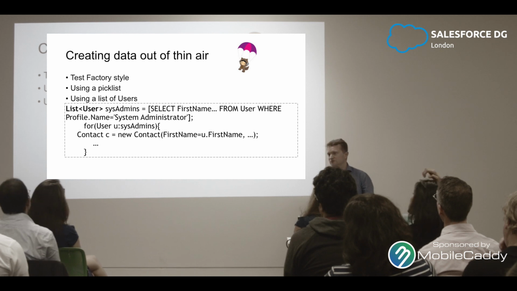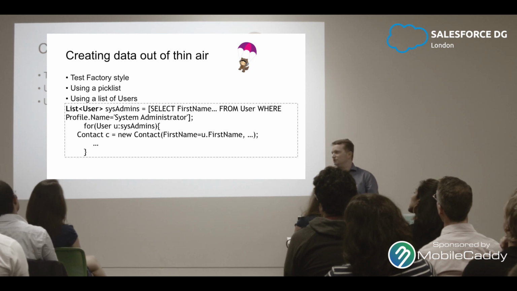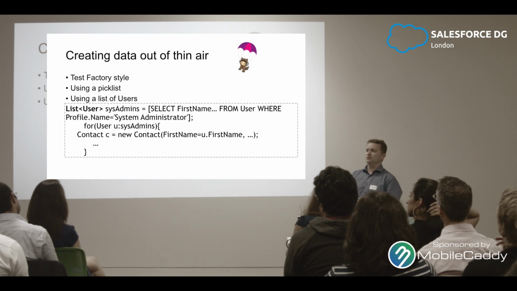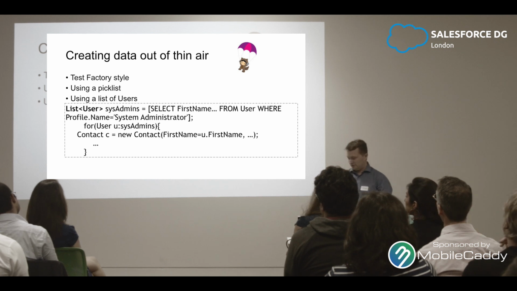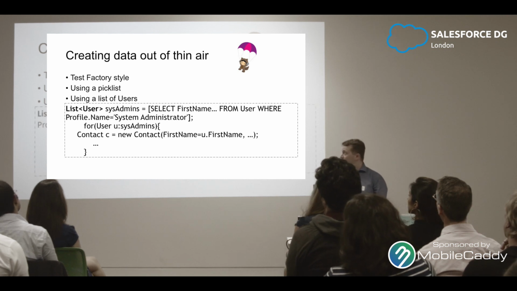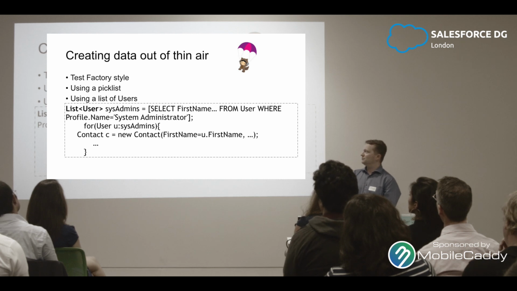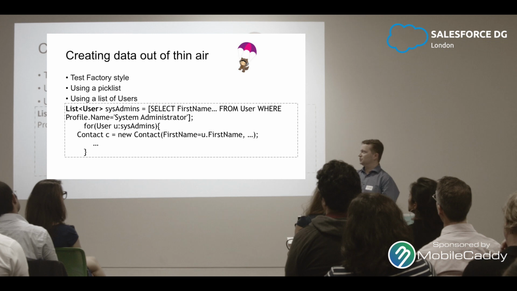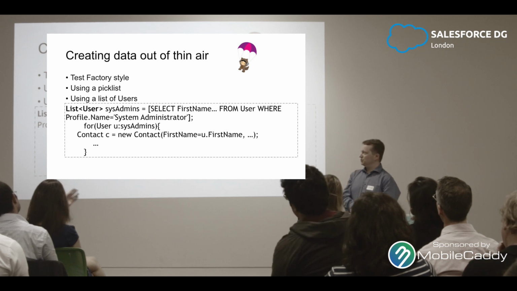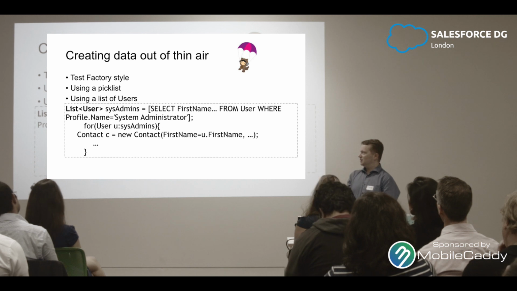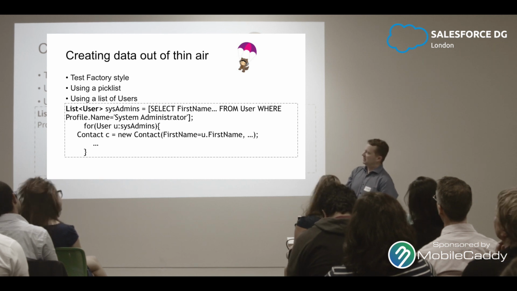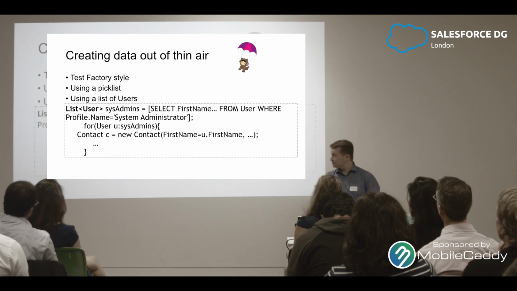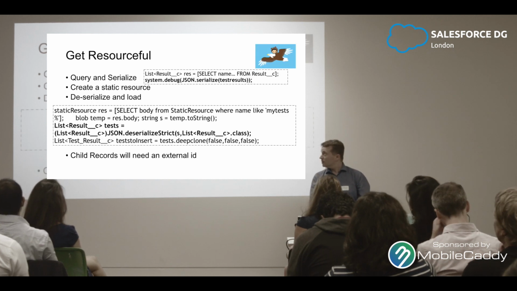We can also use a list of users. So our users will come across as data, so we can go and grab those. In this example, we're grabbing all the users who have a system administrator profile, and what we're doing is essentially looping through these and creating a contact for every one of the users in our collection, and passing in the field names to populate our contacts. What else can we do?